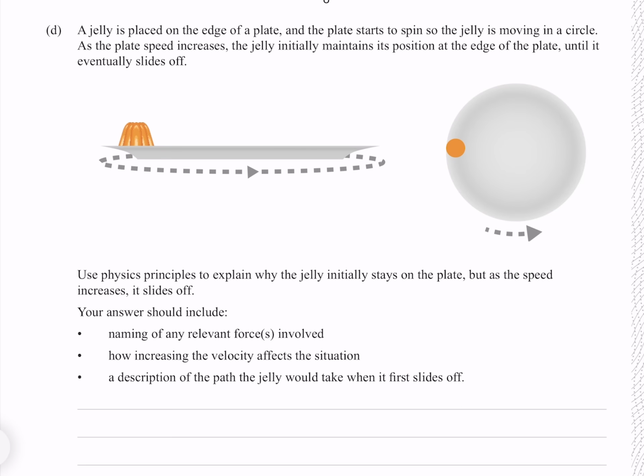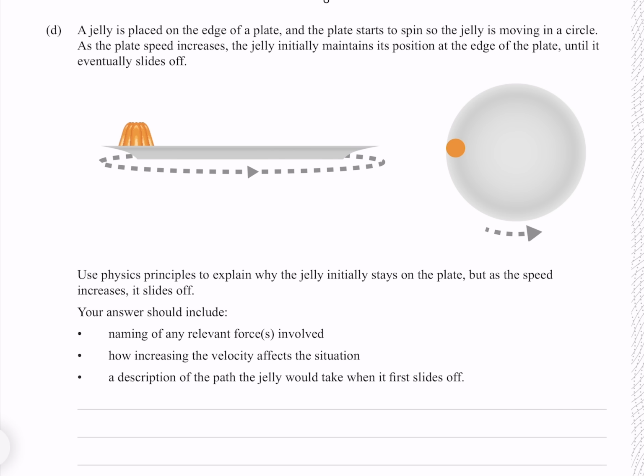A jelly is placed on the edge of a plate, and the plate starts to spin, so the jelly is moving in a circle. As the plate speed increases, the jelly initially maintains its position at the edge of the plate until it eventually slides off. Use physics principles to explain why the jelly initially stays on the plate, but as the speed increases it slides off. Your answer should include naming of any relevant forces involved, how increasing the velocity affects the situation, and a description of the path the jelly would take when it first slides off.